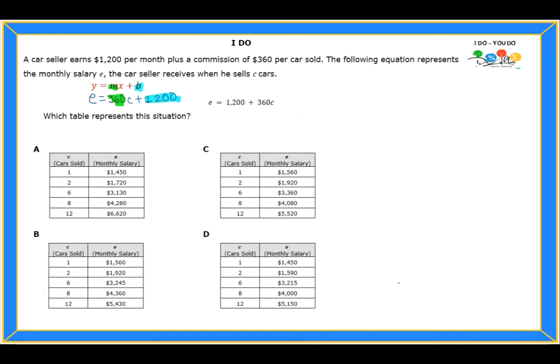Okay, so we're talking about in this question that the 1,200 is how much he earns. Do you know what it means by plus a commission? Plus a commission means that extra money. So this person gets 1,200 a month plus, you're going to add up every time that he sells a car, he gets $360 per car. Okay, so let's go to my question now.